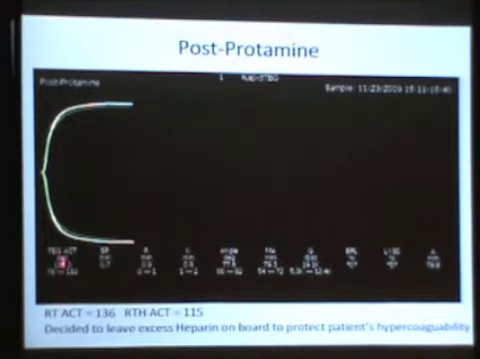It's in the 19s. Okay? And we ran a rapid TEG, and the plain cup rapid shows an ACT of 136. And the heparinase one shows an ACT of 115. Patient's oozing a little bit. Dr. Mendenhall said, I'm going to leave the heparin on board to protect this patient from the hyperness. Watch what happens.